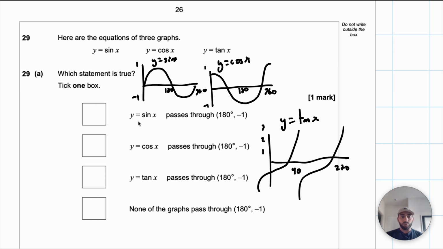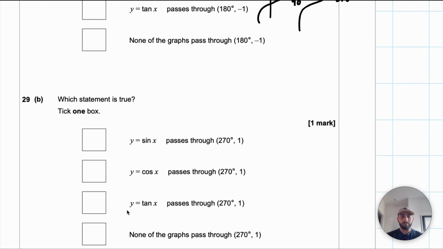Which statement is true? Y equals sine x passes through 180, -1. So it's testing which of these passes through 180, -1. If I look at -1, does it go through 180, -1? For that one, it doesn't. For this one, at -1, it does go through 180. So this one would be y equals cos x.